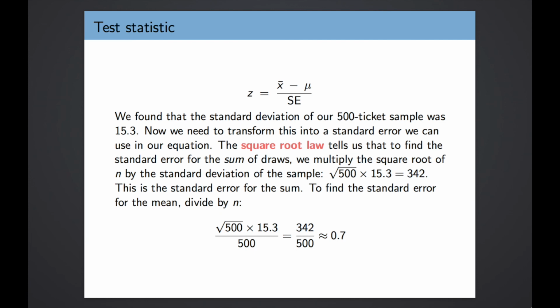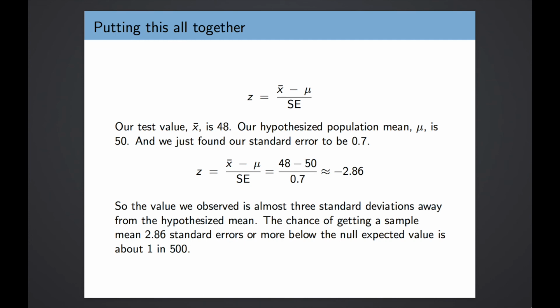To find the standard error for the mean, we're just going to divide by n. So divide 342 by 500, and we find a standard error for the mean of 0.7. So let's continue calculating our z-statistic.